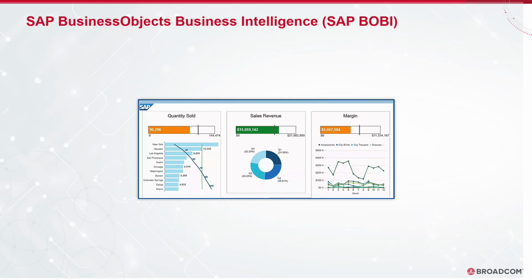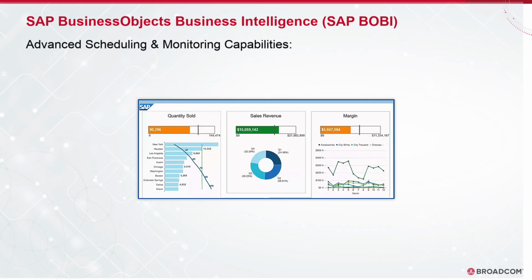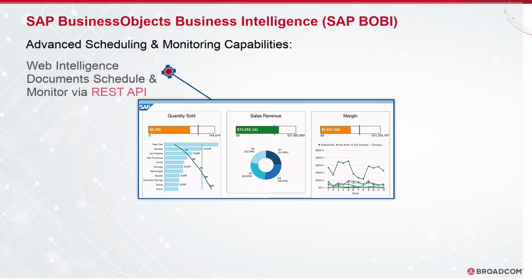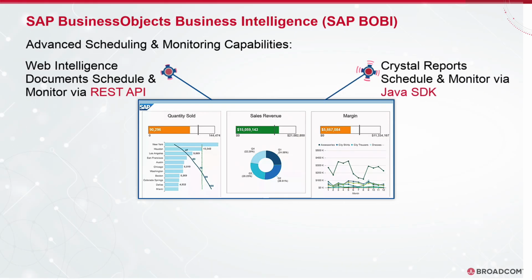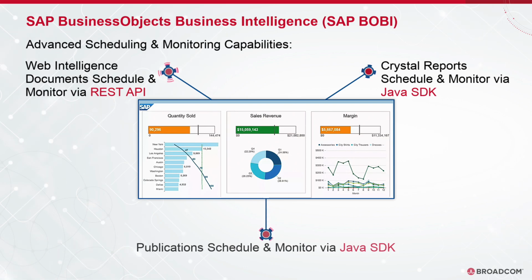The SAP Business Objects plugin extension offers support for the following functionalities: scheduling and monitoring web intelligence documents using the REST API, scheduling and monitoring Crystal reports using the Crystal Reports Java SDK, scheduling and monitoring publications using the Crystal Reports Java SDK.